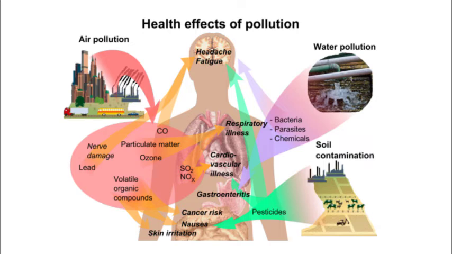As shown in the figure, the air pollutants include carbon monoxide, sulfur dioxide, nitrogen oxides, volatile organic compounds, ozone, particulate matter, lead, etc. All these are found to cause headache, fatigue, respiratory illness, cardiovascular diseases, nausea, skin irritation, cancer, etc. Water pollution results in bacteria, parasites and chemicals which cause gastroenteritis, headache, fatigue, etc. Land contamination because of agricultural residues results in pesticides which cause nausea, cardiovascular diseases, headache, fatigue.